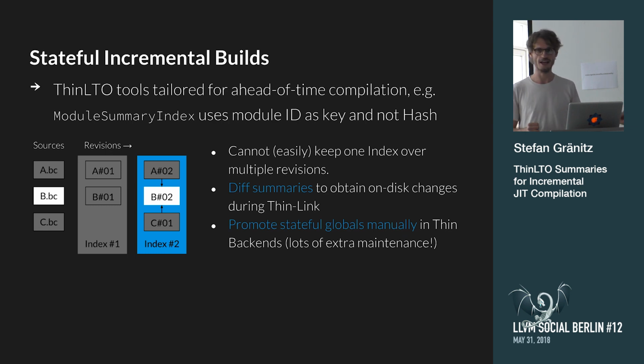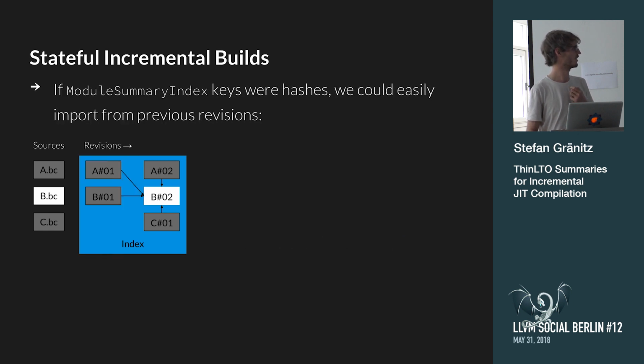If the module summary index had module hashes, then we would exactly know from which revision and from which module our summary comes. But this is not easily possible with the current implementation. So in this case, we can import from A and C if we want to recompile B. What would be great is if we could recompile and have also this in our scope, and we could import from all the revisions that we already have.